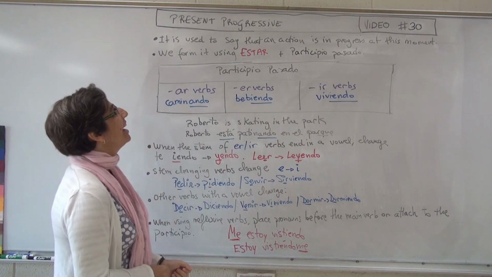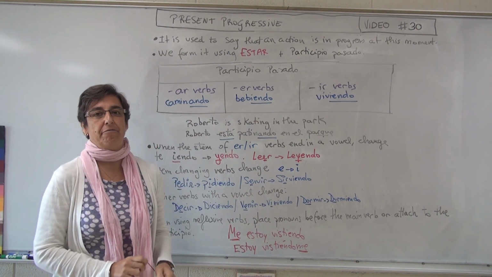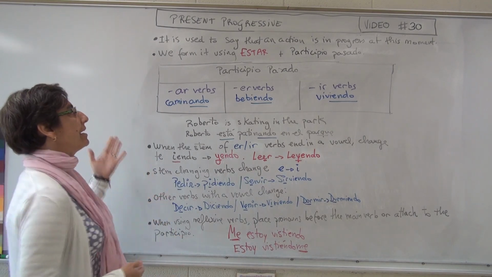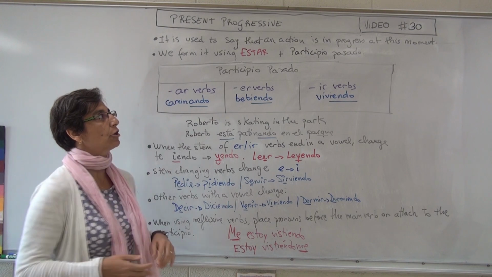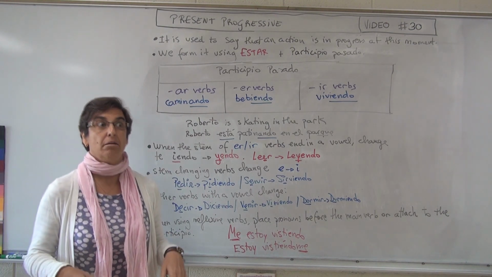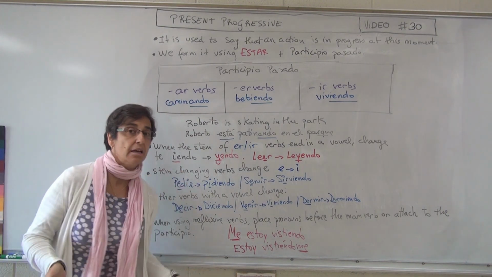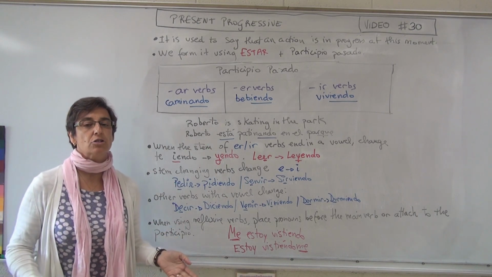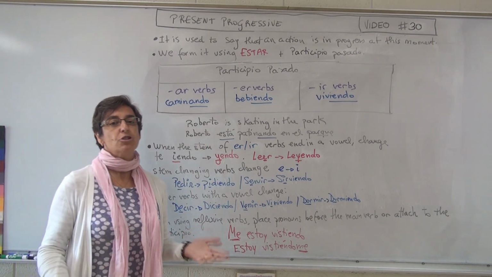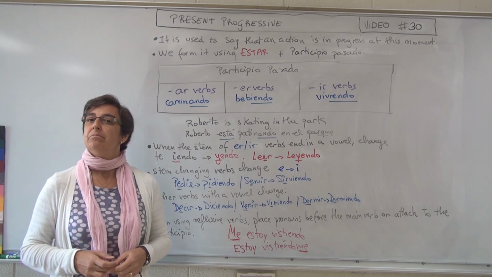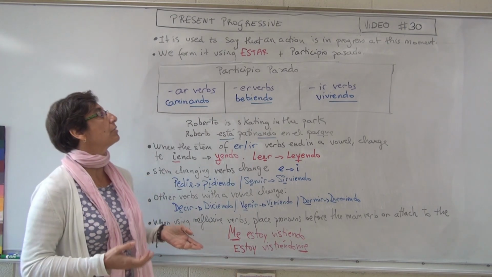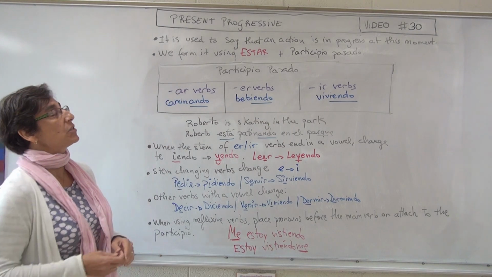Yay! Okay, present progressive. When are we using the present progressive? It is used to say that an action is in progress at this moment. I am videotaping them or doing the videos. I am trying to teach you. I am speaking. I am doing something. Okay, so this is the present progressive.